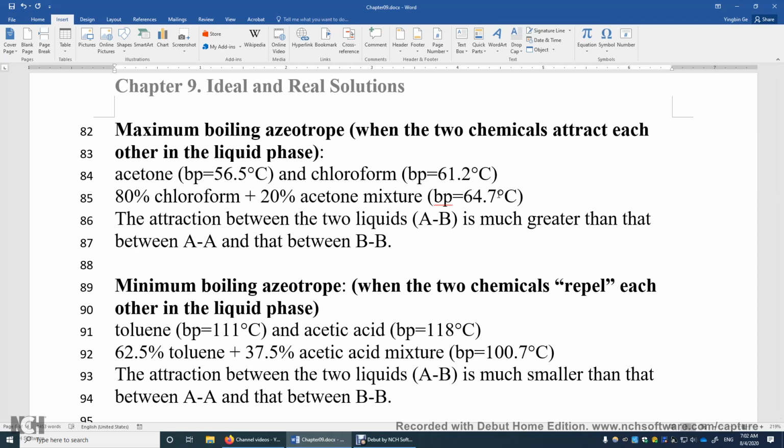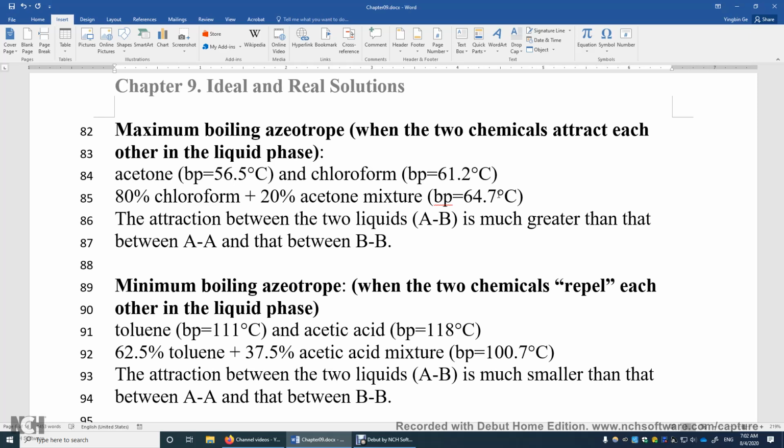Well, why? Because in acetone, you have a carbon and an oxygen both partially charged. Carbon is positively charged. Oxygen is negatively charged. In chloroform, you also have a carbon and chlorine both partially charged. And in this case, it just happens that in chloroform, this carbon is attracted to the oxygen in acetone. And the chlorine end is closer to the carbon in acetone. So there's strong electrostatic attraction between chloroform and acetone.